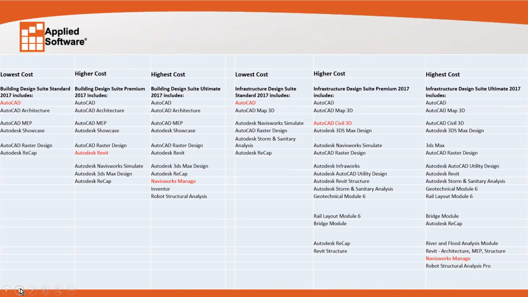All right, what you see here are the typical products that we sell to the higher education facilities space. And don't get too caught up in all of the different product names, just focus in on the red letters. So on the left-hand side, you'll see our Building Design Suite standard line, which pretty much contains just AutoCAD. And then moving forward with the premium, it contains AutoCAD and Autodesk Revit. And finally, the highest product includes AutoCAD, Revit, and Navisworks Manage. Similar situation on the infrastructure side.